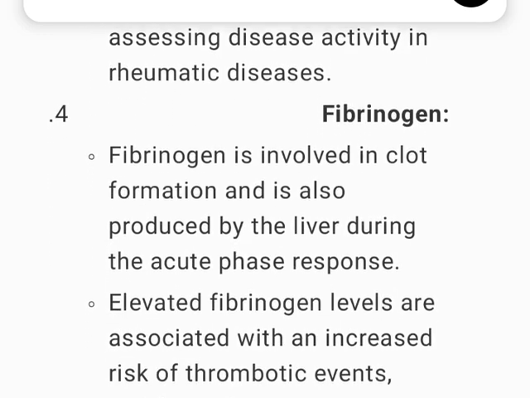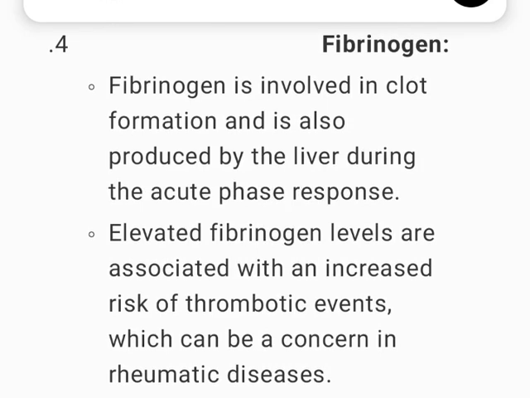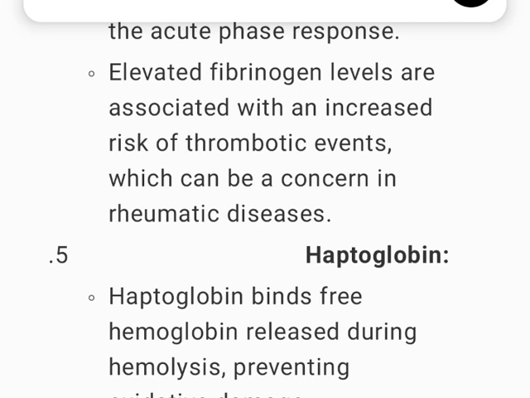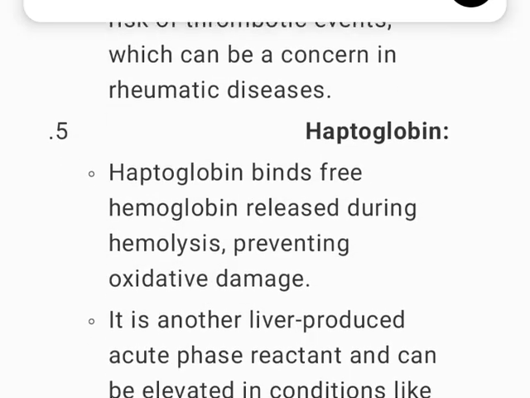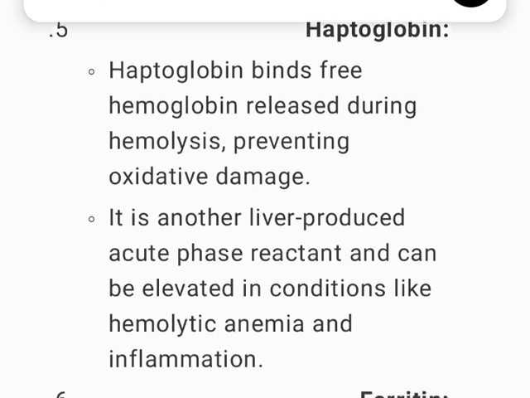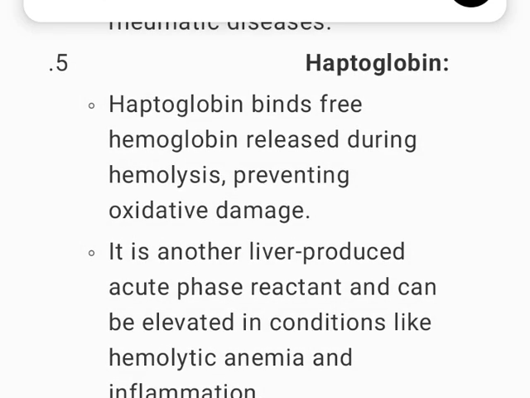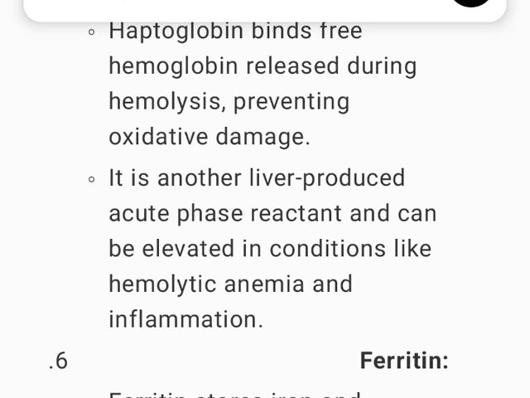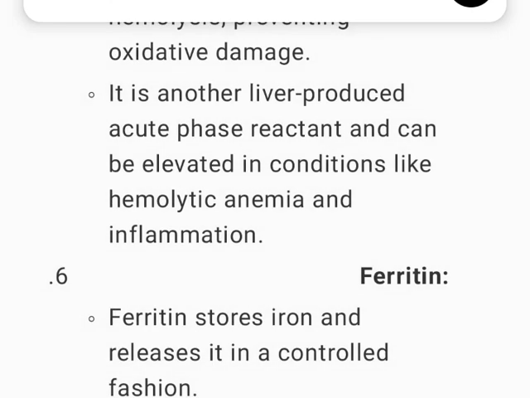4. Fibrinogen. Fibrinogen is involved in clot formation and is also produced by the liver during the acute phase response. Elevated fibrinogen levels are associated with an increased risk of thrombotic events, which can be a concern in rheumatic diseases. 5. Haptoglobin. Haptoglobin binds free hemoglobin released during hemolysis, preventing oxidative damage. It is another liver-produced acute phase reactant and can be elevated in conditions like hemolytic anemia and inflammation.